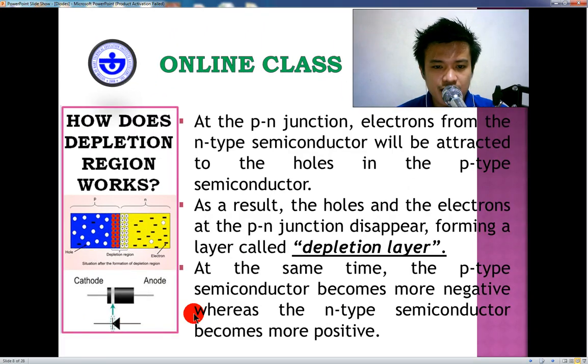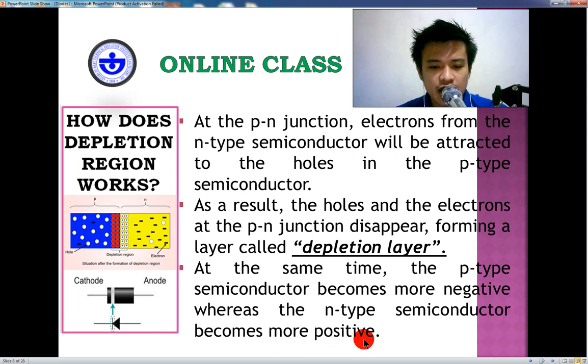So the next one here: how does this depletion region work? At the p-n junction, the electrons from the n-type semiconductor will be attracted to the holes in the p-type semiconductor. That was illustrated a while ago. As a result, the holes and the electrons at the junction disappear and form a layer called the depletion layer. That is the depletion region, so do not be confused: the depletion layer refers to the depletion region. At the same time, the p-type semiconductor becomes more negative, whereas the n-type semiconductor becomes more positive.